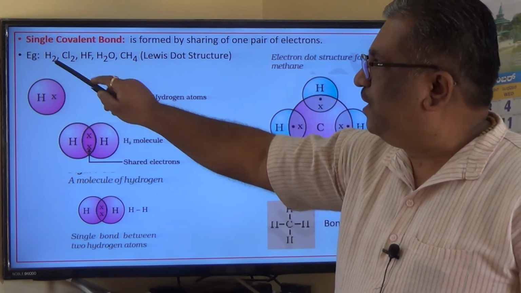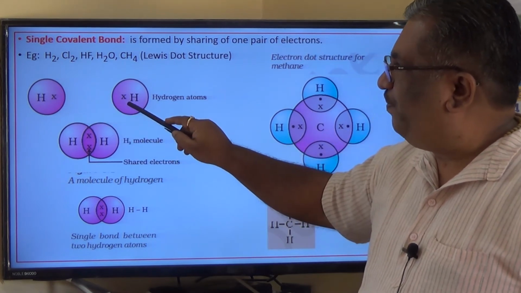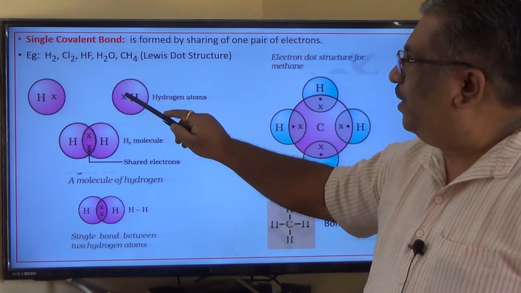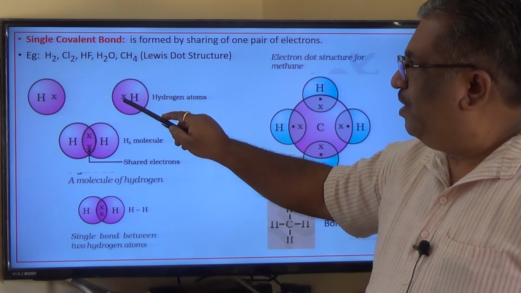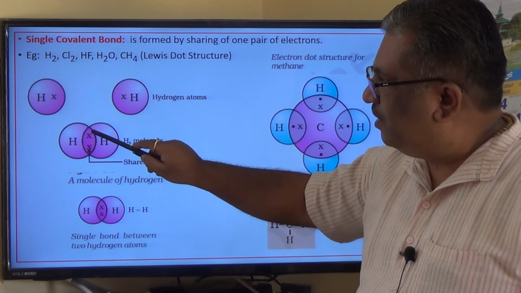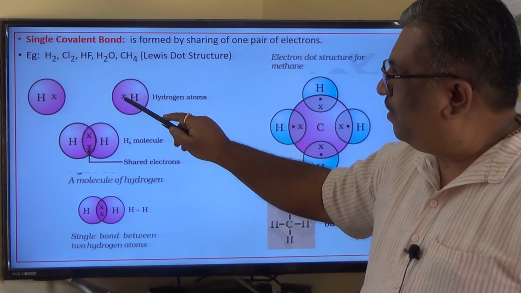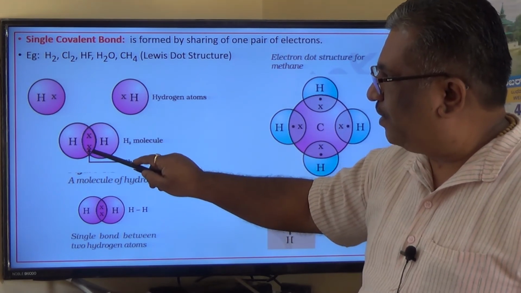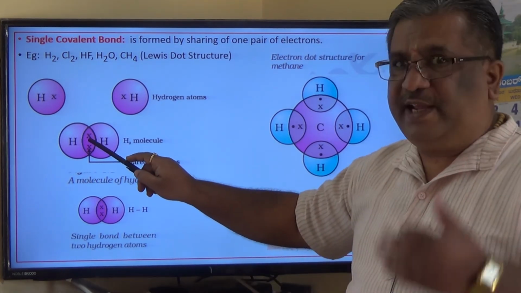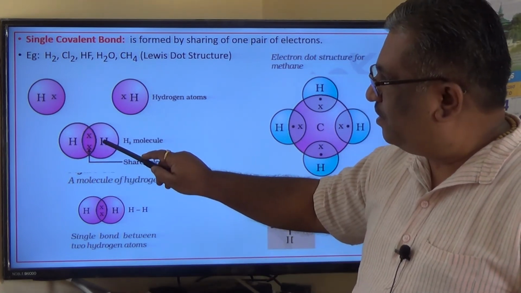And how is the hydrogen molecule formed? Two hydrogen atoms having one electron each will merge together, and this hydrogen will share its electron with this hydrogen. So finally, when these two hydrogens combine together, this is the shared region. You find two electrons, one electron of this hydrogen and another electron of this hydrogen. Here there are two electrons. So if I count now the number of electrons in K shell for this hydrogen, 1, 2. For this hydrogen in K shell, 1, 2.